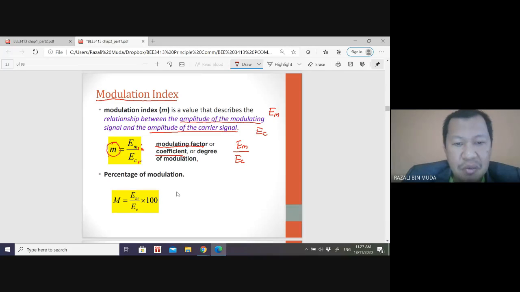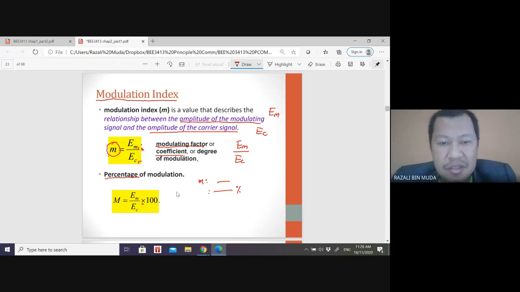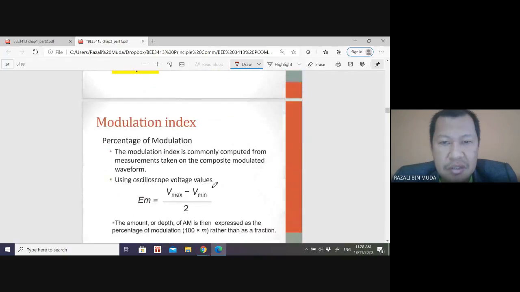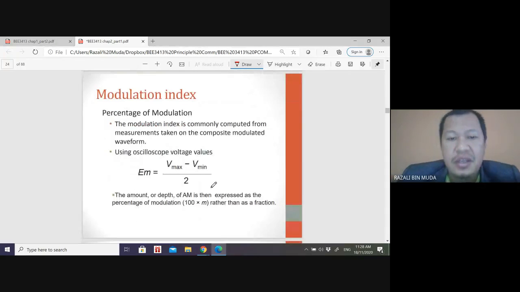So from this, we can express this index in terms of percentage. How? Multiply by 100. So you get the modulation index, either with no unit or in percentage. Okay, that is modulation index.